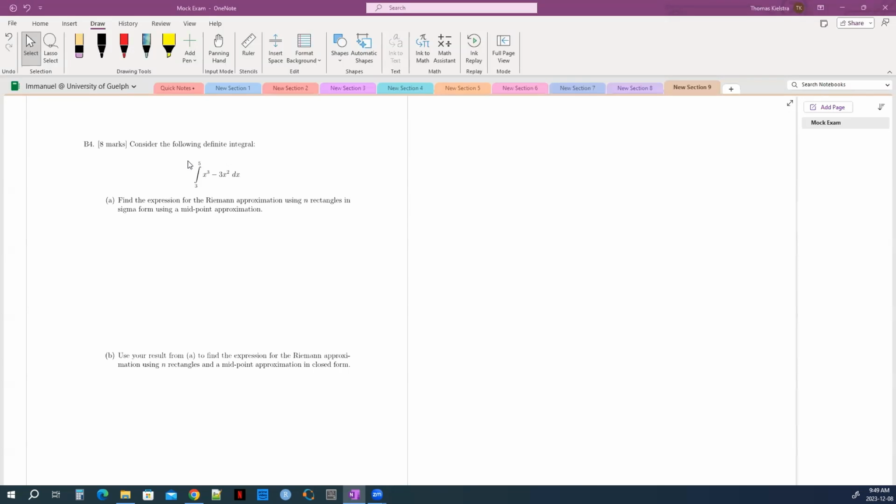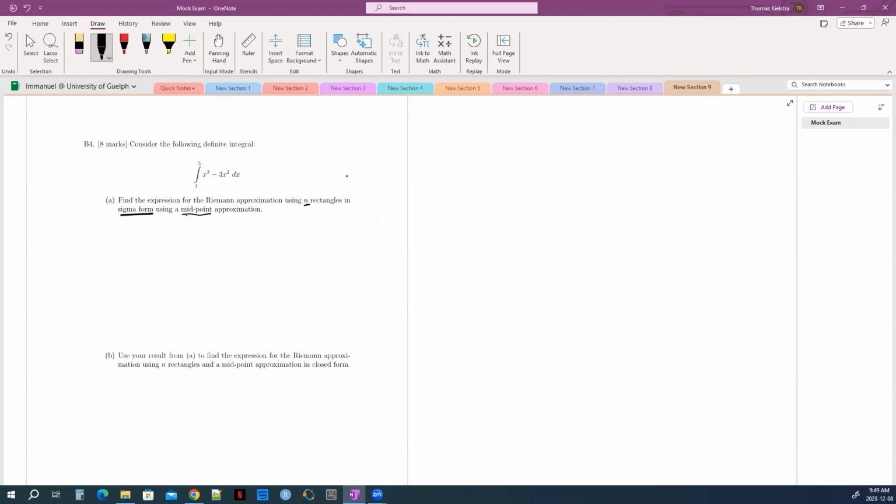And we're asked to find the expression of the Riemann approximation using n rectangles in sigma form using midpoint approximation. So there's a few pieces of information here. We're given n rectangles, so it's not 3 rectangles or 5 rectangles or 12 rectangles, it's n. And we're given midpoint approximation, and we want it in sigma form.